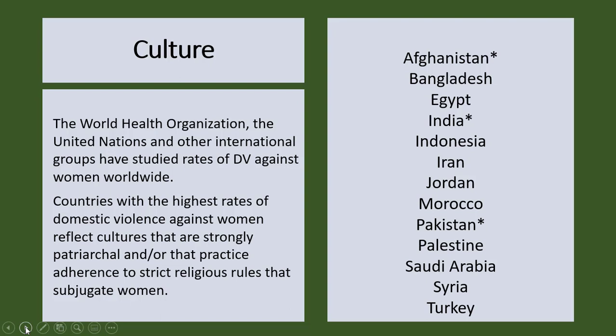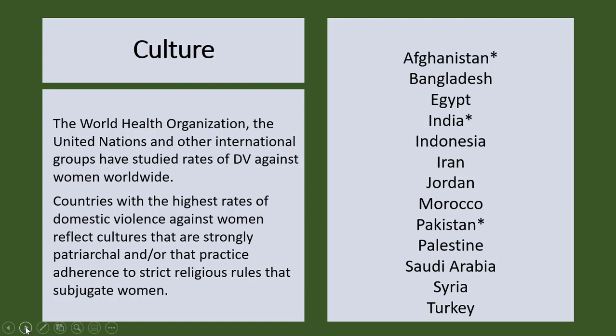So the World Health Organization, the United Nations, and other international groups have studied domestic violence, intimate partner violence, that's committed against women all across the world. And these are the countries that those organizations have identified as having the highest rates of domestic violence against women. If you look at this list, which is presented in alphabetical order, it's pretty easy to identify that oftentimes the countries with the highest rates of domestic violence against women are also those countries with cultures that are strongly, fiercely patriarchal and/or that practice adherence to strict religious rules that subjugate or oppress women.